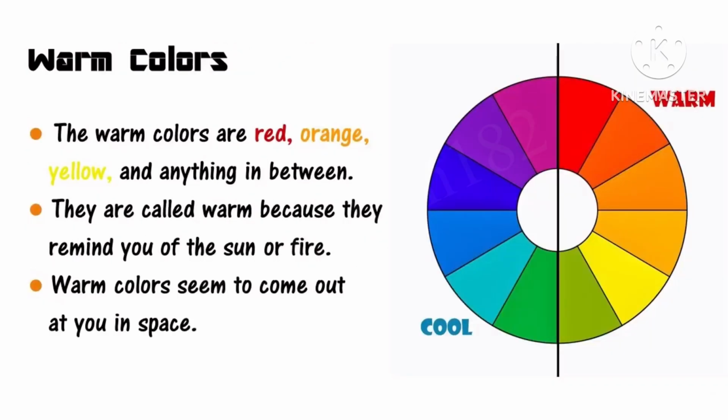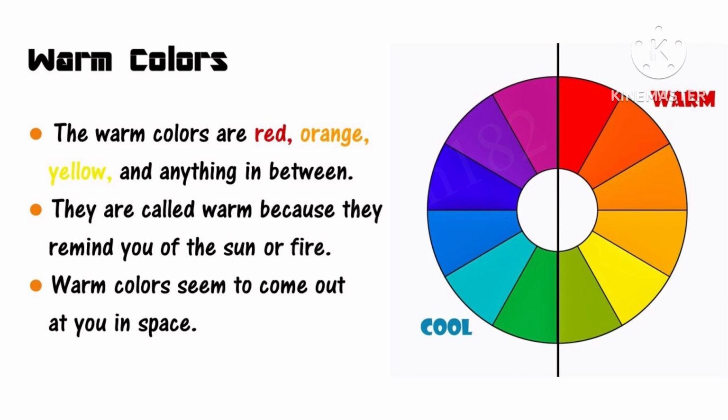So next we have warm colors and cool colors. Warm colors and cool colors are very important topics, because in previous exams we have been asked many questions about warm colors and cool colors, especially their names, especially what they are. So warm colors are red, orange and yellow and anything in between them. On the right side you can see the line dividing the color wheel. The right side gives us the warm colors and the left side we get the cool colors.